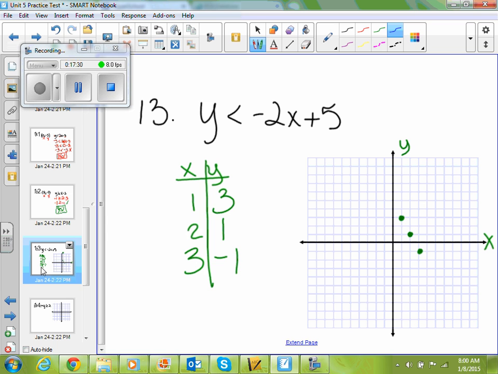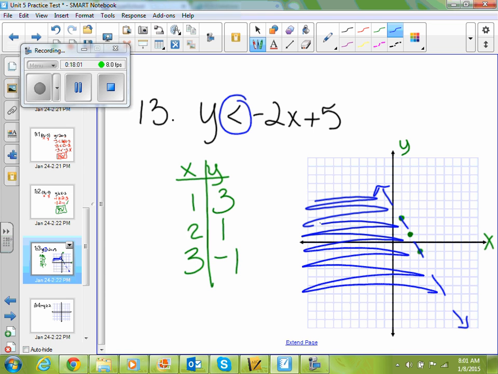Before I connect those points, I have to decide what type of line I have. So I look at my inequality. Is that going to be a solid line or a dashed line? Dashed line, right? Because it does not include the line underneath. So if I dash my line, the last thing I have to look at is whether I'm going to shade above or below. Since that is a less than symbol, we shade below our line because we shade values that are less than that graph. So your graph should look something like that.